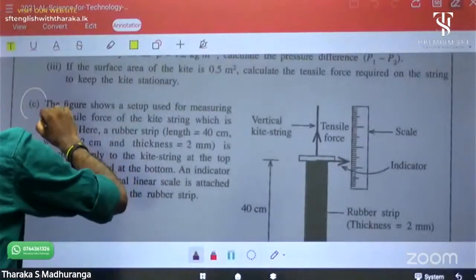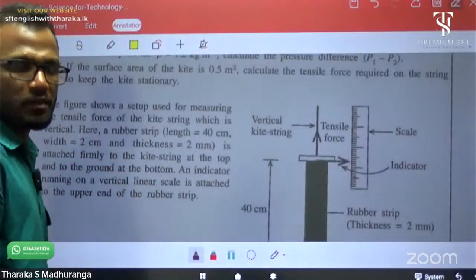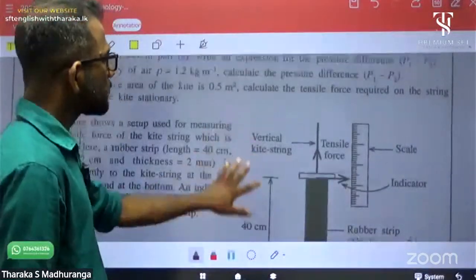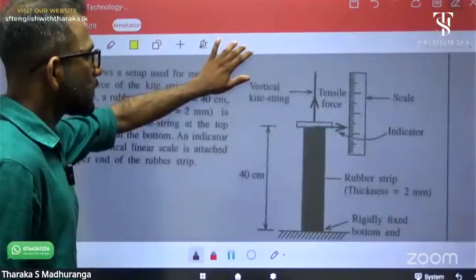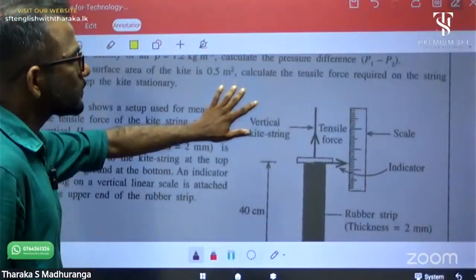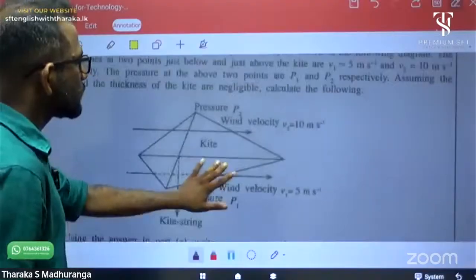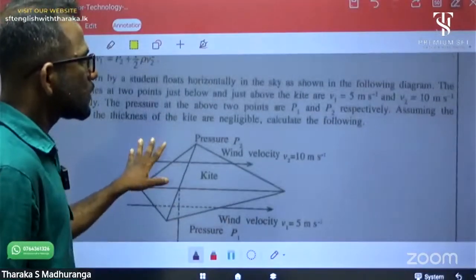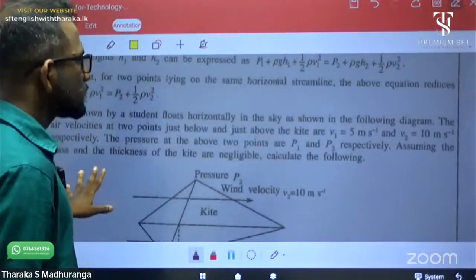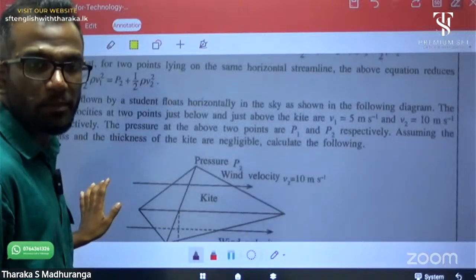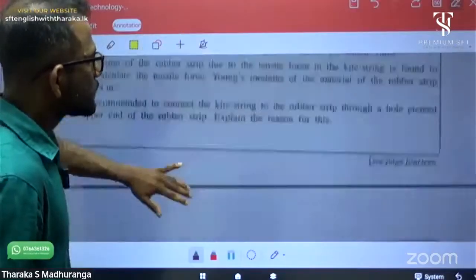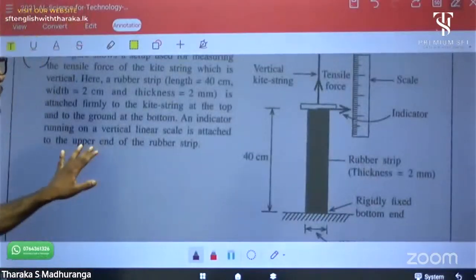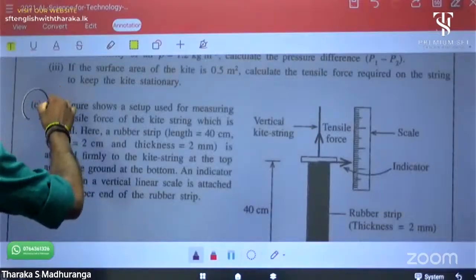C part, 2021, question number 9, part C. It's a hard question. A and B parts you still can't complete because they are based on Bernoulli's theorem and fluid mechanics. But C part you can complete. It's based on mechanical properties of matter.